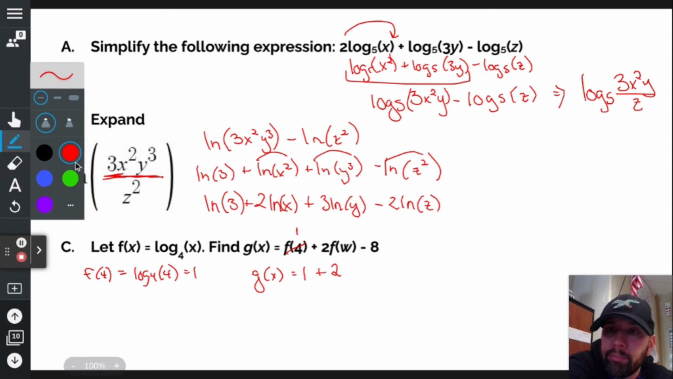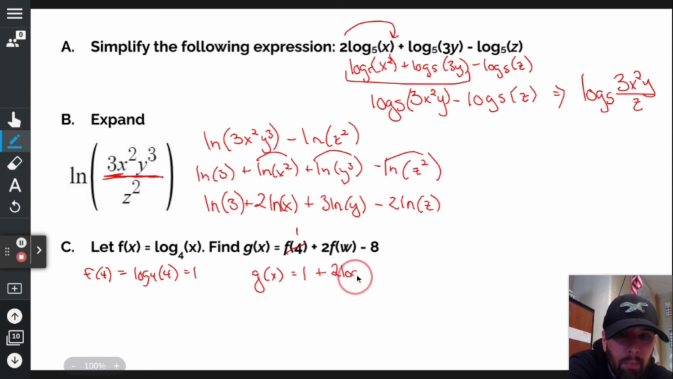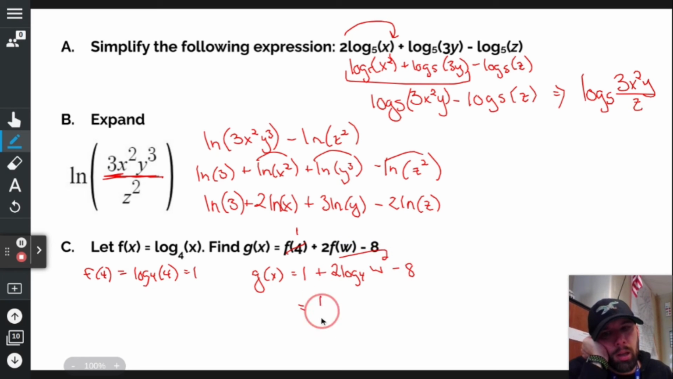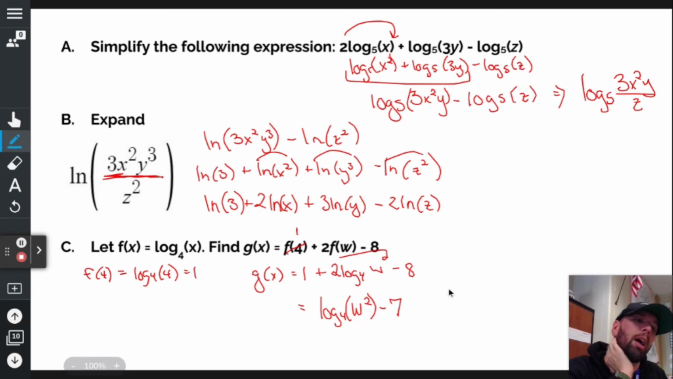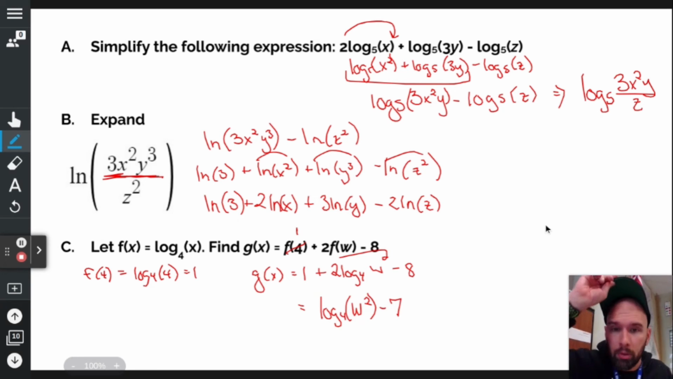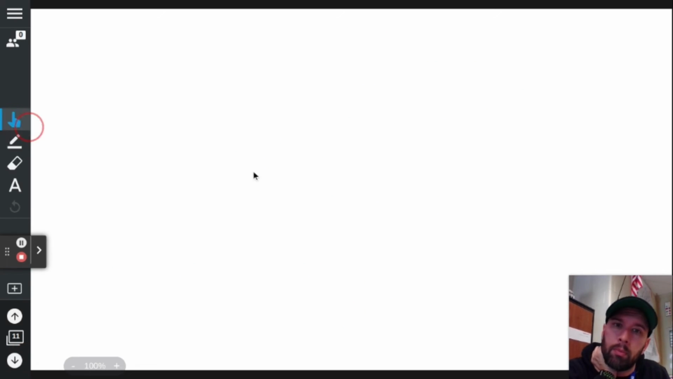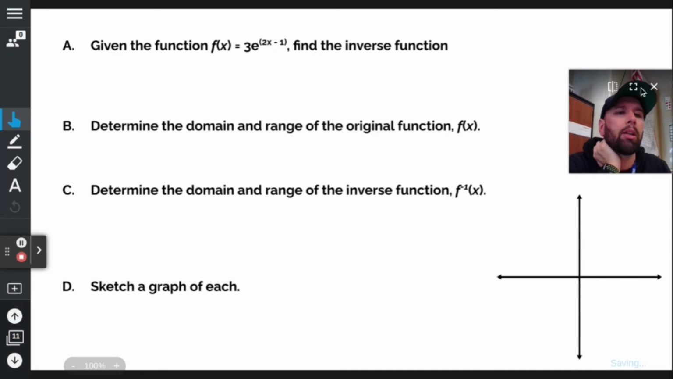All right. Minus 8. Which simplifies out to log base 4 of w squared minus 7. Let's wrap that into parentheses so I know that you're not a part of log base 4. What a weird problem I made up. Okay. Still no calculator. My goodness.